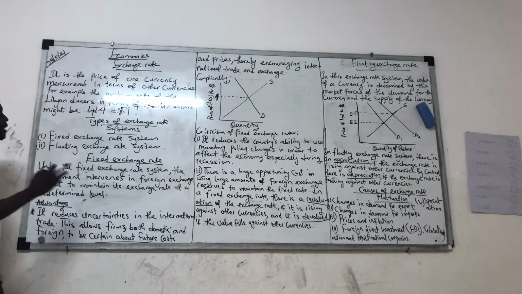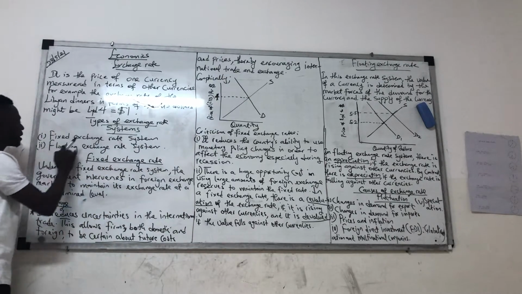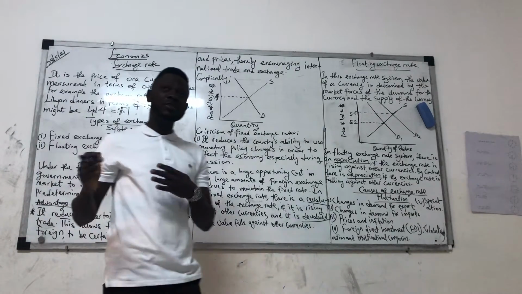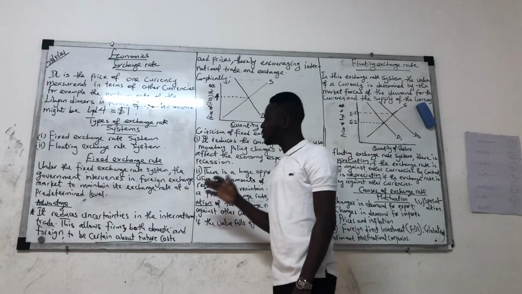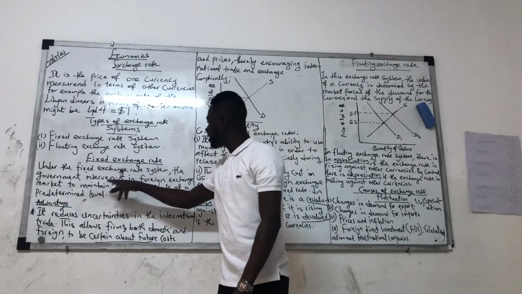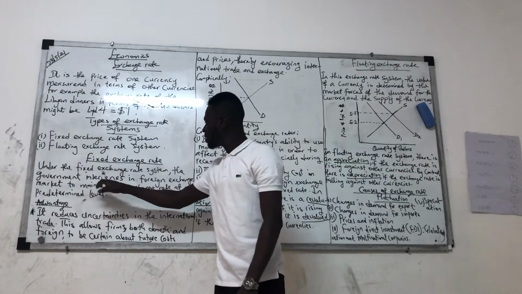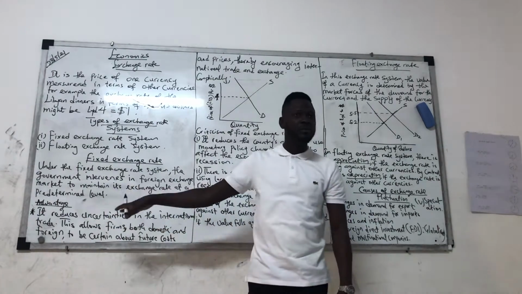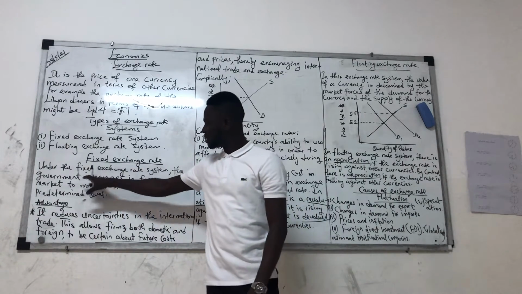Okay. So there are two types of exchange rate systems. We have the fixed exchange rate system and the floating exchange rate system. What is the difference between the floating exchange rate system and the fixed exchange rate system? Under the fixed exchange rate system, the government intervenes in foreign exchange markets to maintain its exchange rate at a predetermined level.